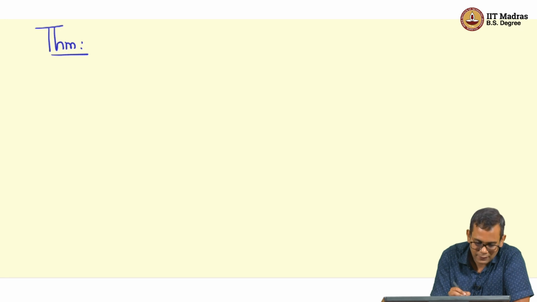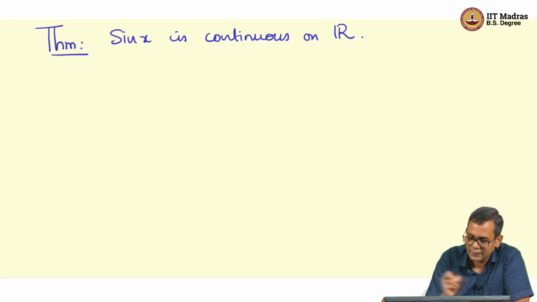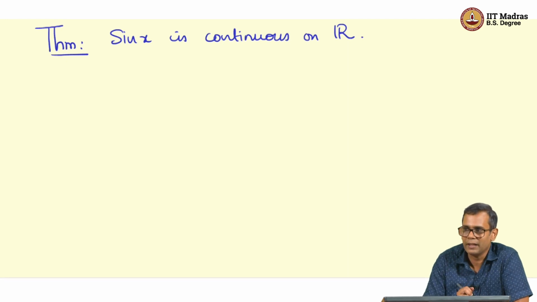We will now come to the second statement, which is that the sine function is continuous at every real number. So, I will say that sin x is continuous on R, which means that sin x is continuous at A for every A in R.